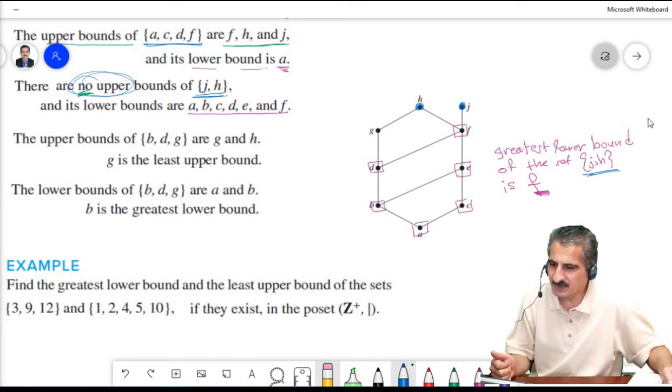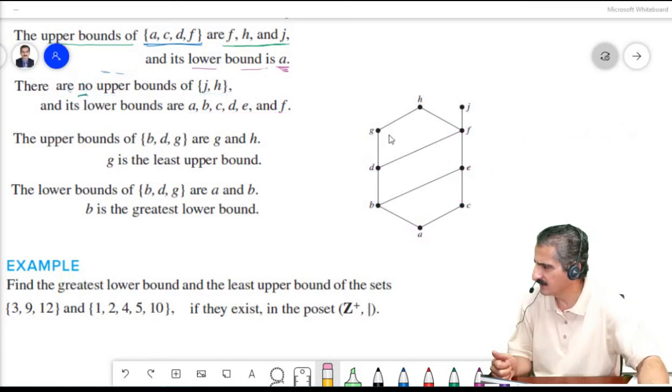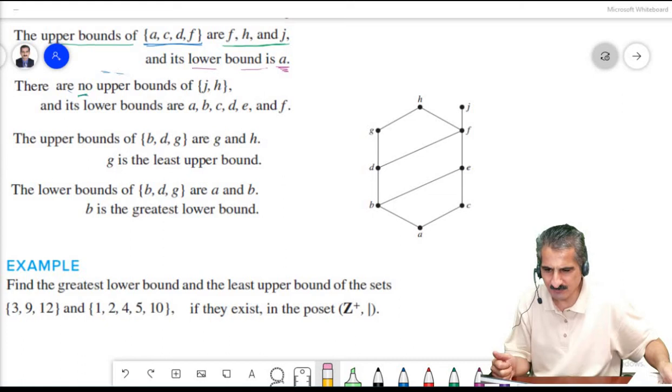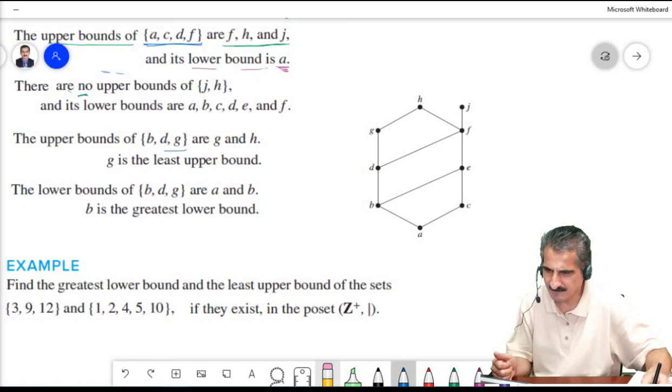Now let's go to the following set, but before I go I need to erase the things in this diagram so that we use it again. Now let's take the set to be B, D, and G. Okay, where is B? This is B, this is D, and this is G. We want to see where the upper bounds are in green.